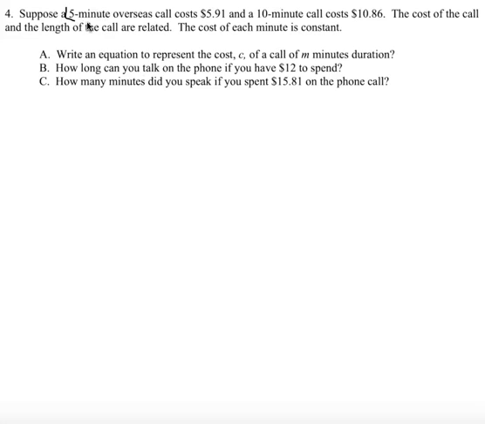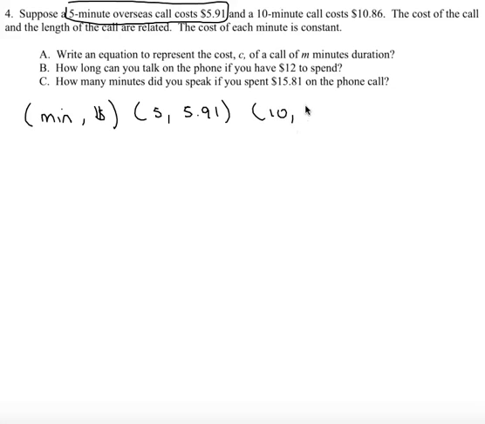A 5-minute call is $5.91. Right? So as a coordinate, time is always going to be your x. So we have minutes and money. So a 5-minute call, $5.91. A 10-minute call, $10.86.